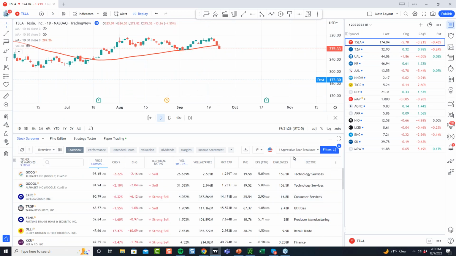Okay, I'll get into the details, folks. I'm going to give it to you so you have the actual settings. But see, there's a list of 32 stocks. This is a strategy. It's called the aggressive bearish breakout strategy. It's one of my 4 main strategies to trade.